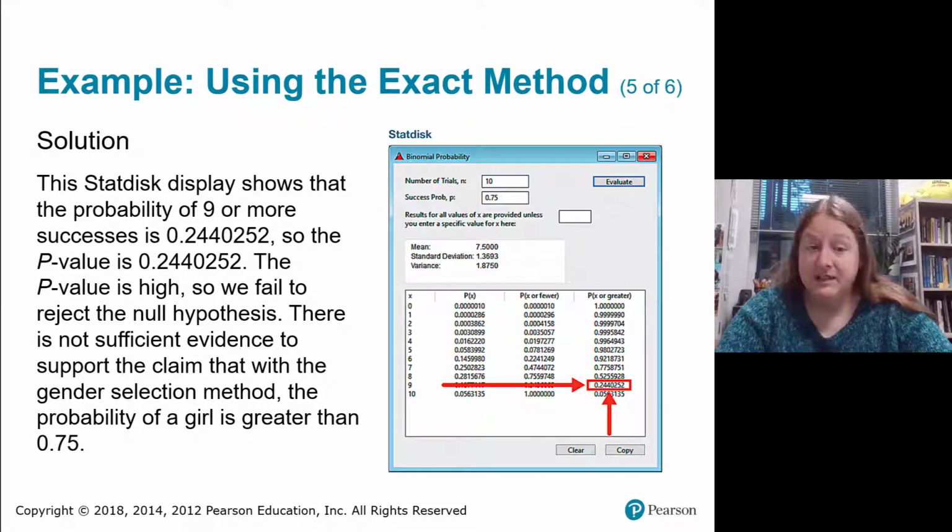All right. So we look at that and we say, oh, the p-value is high. It's not less than 0.05. And so there's not sufficient evidence to support the claim. We fail to reject the null hypothesis. So there's not sufficient evidence to support the claim that with the gender selection method, the probability of a girl is greater than 0.75. Right? This is that double negative thing coming into play, the fail to reject deal.